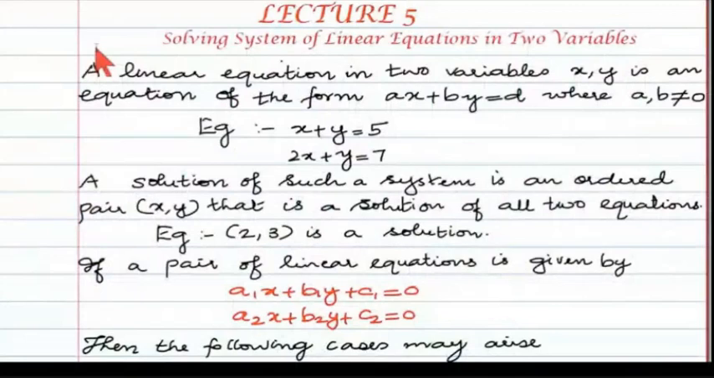Welcome to the fifth lecture of linear algebra. In the previous lecture, we had discussed row echelon form, reduced row echelon form, and how to solve equations using Gaussian elimination method. So now we are going to discuss some more methods to solve a system of linear equations using two variables.